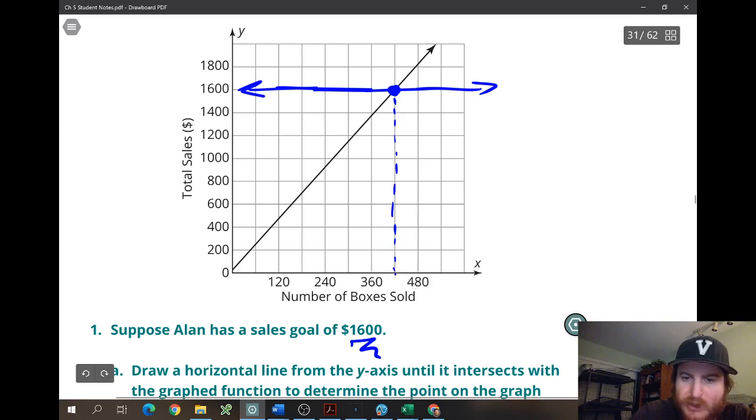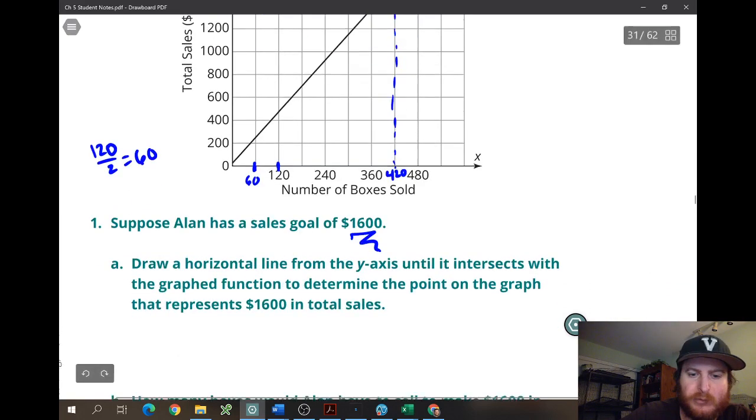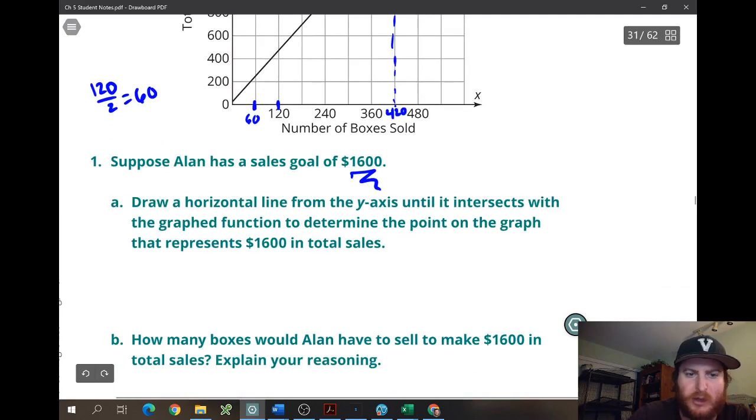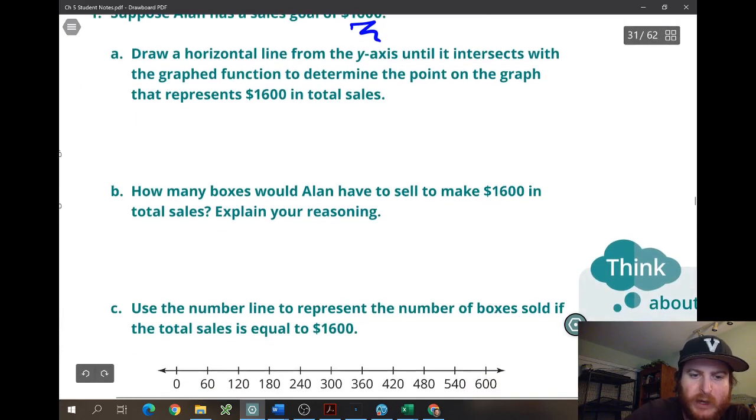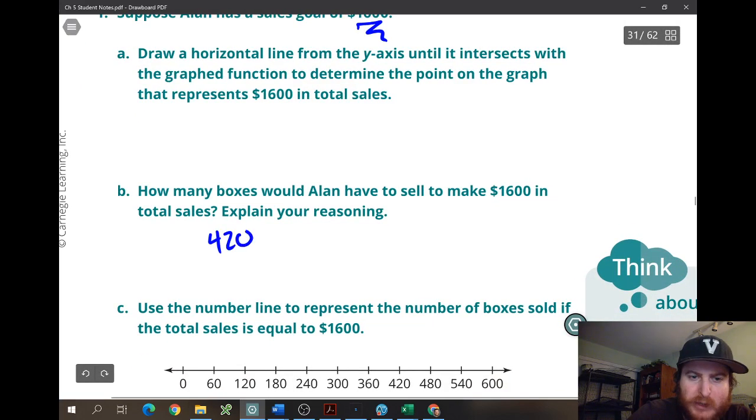It's in between the 360 and the 480. To figure out what we're counting by here, I have 2 tick marks until I hit 120. So if I do 120 divided by 2, we get 60. So we're counting by 60. That's 60, 120, 180, so on. 360 plus 60 is 420. So that's where it crossed. It says draw a horizontal line. We did that. How many boxes would Alan have to sell to make $1,600? He would have to sell 420 boxes. Explain your reasoning: that's where the graph intersects.